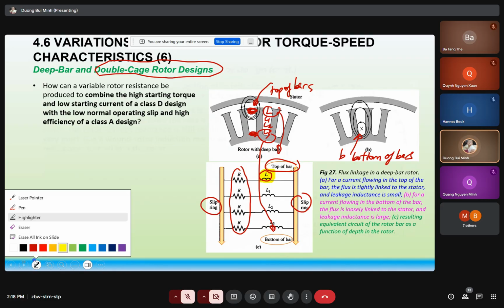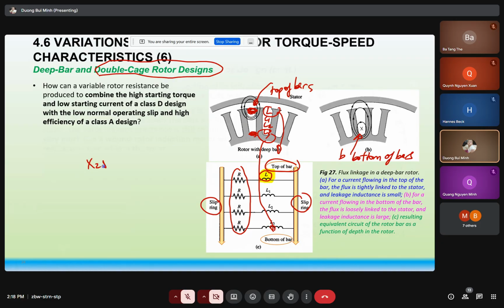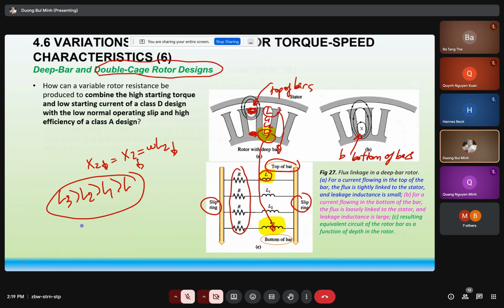Why? Because X2 is small. That means X2 is omega L2, so this is small, so this one is small. And at the bottom, more L3. So now we have the conclusion: L3 is higher than L2, higher than L1, higher than L. This is the bottom side, and this one is the top side. Any questions?